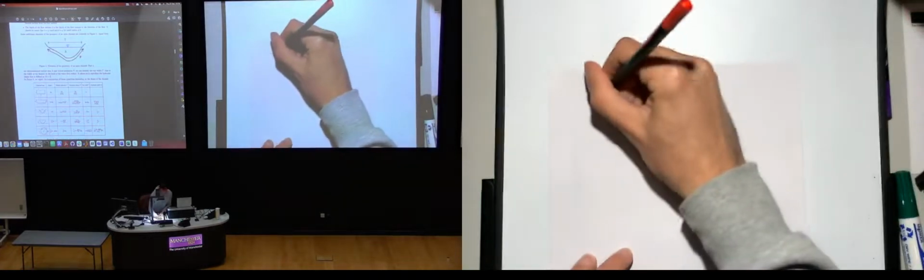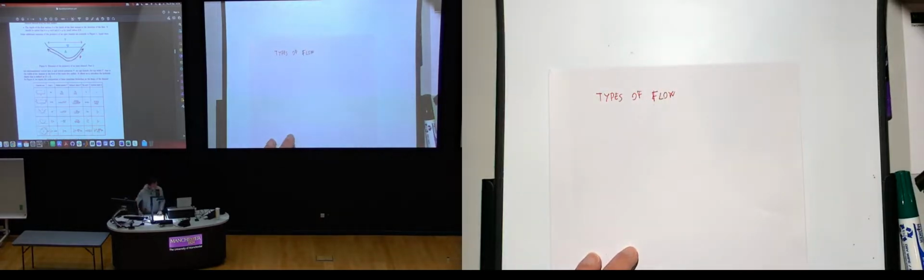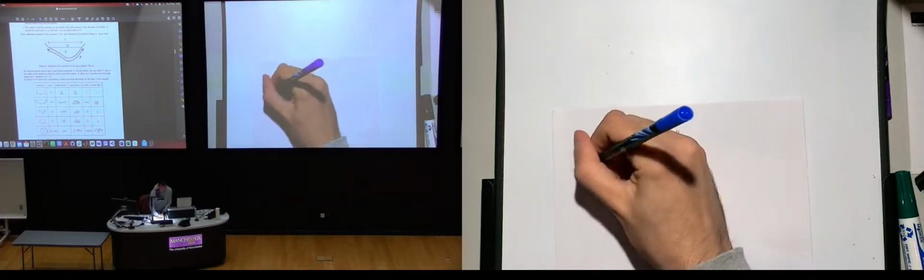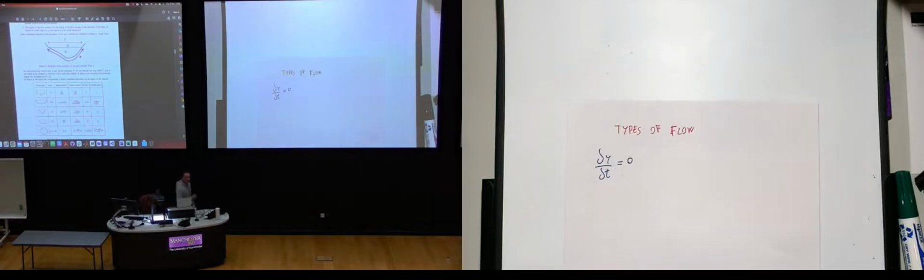Now we have to introduce something called types of flow. We can make a first classification of the type of flow based on the time. Specifically, if the derivative of the water height with respect to the time is zero, it means that your water height will not change in time, you are in front of the so-called steady flow.